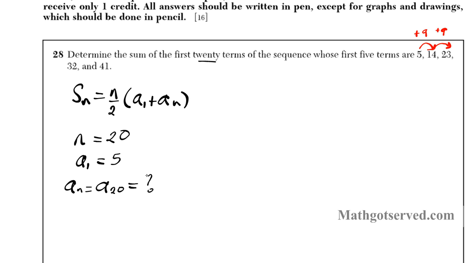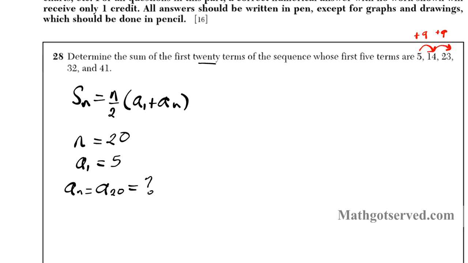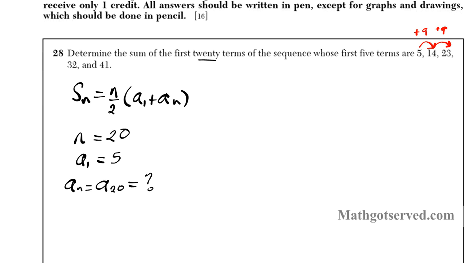So there are 2 ways we can do this. We can keep adding over and over again until we get to the 20th term, which takes too much time. Or we can use the nth term formula. Let's make use of the nth term formula for an arithmetic sequence. For the nth term, we're going to take a detour to find a20.